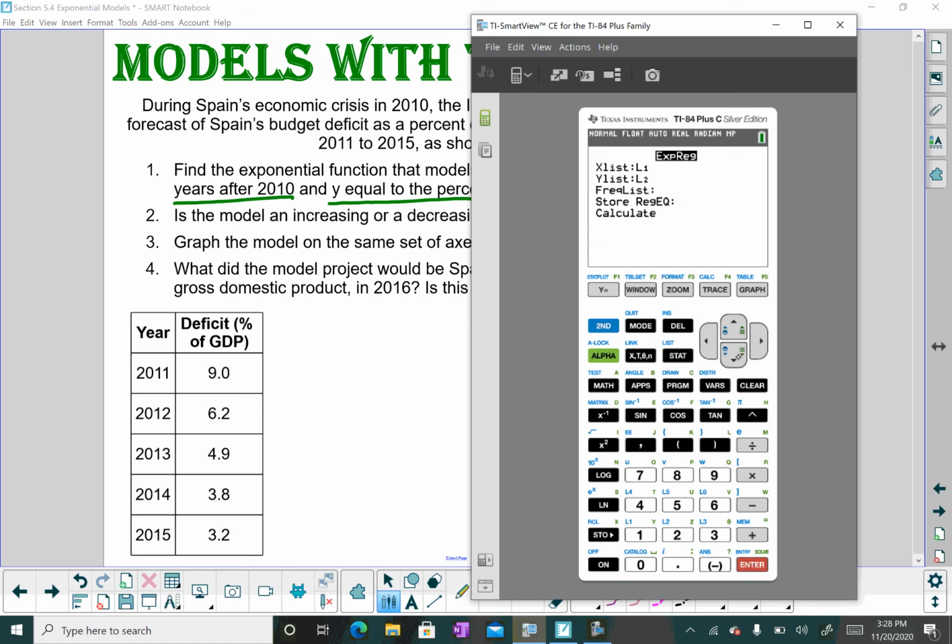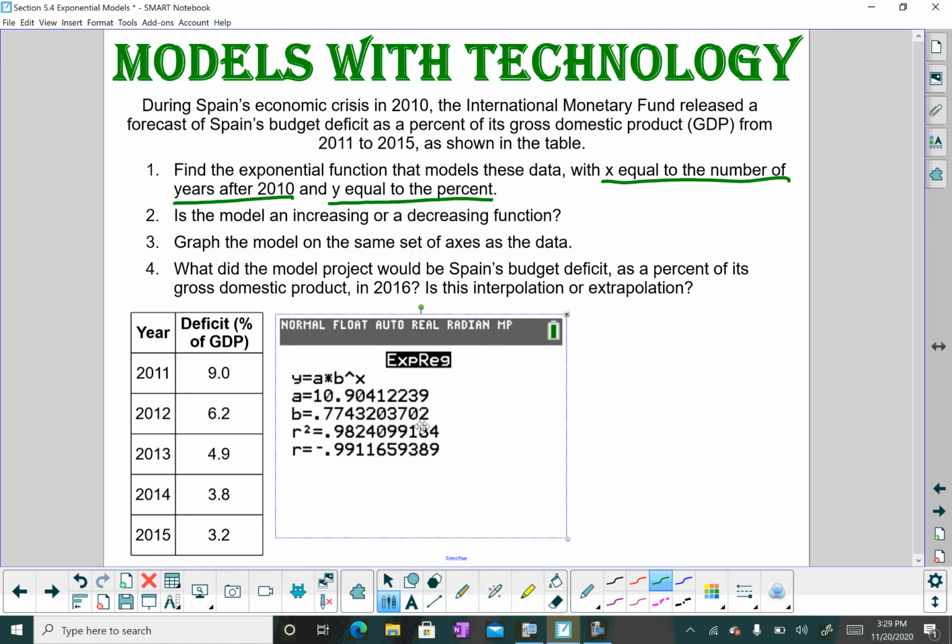So we're going to hit Enter. It's going to look similar to what we've seen before. I'm also going to store this like I've done in the past. So to store that in my y equals for a graph later, we're going to hit vars, y vars, function, and then y1, or any other y, doesn't matter. And then let's calculate it. And there is my equation.